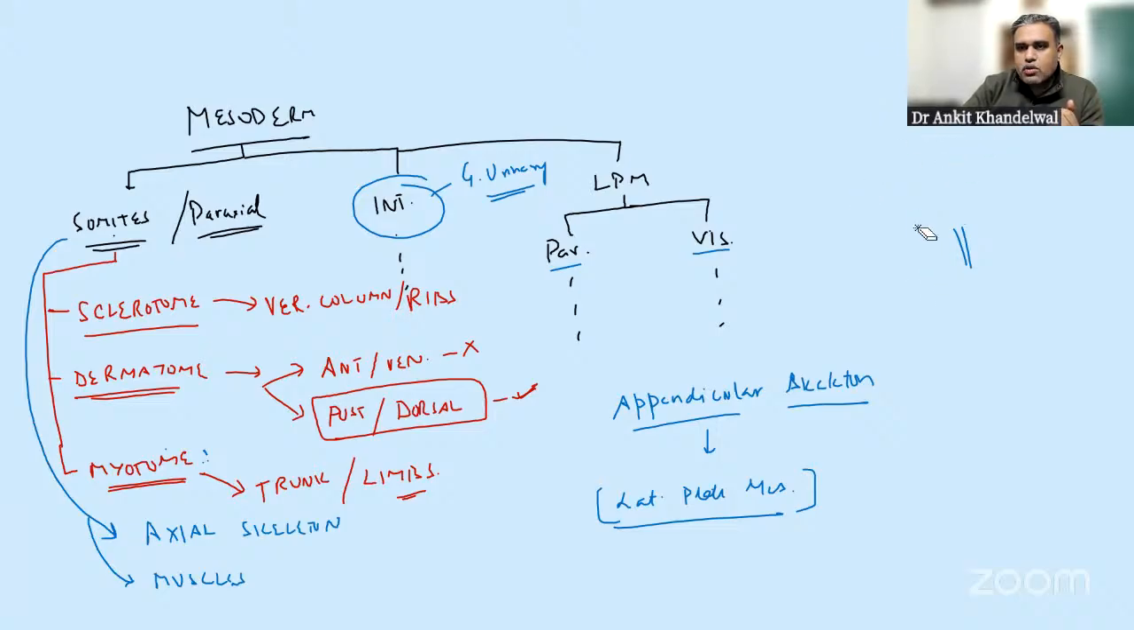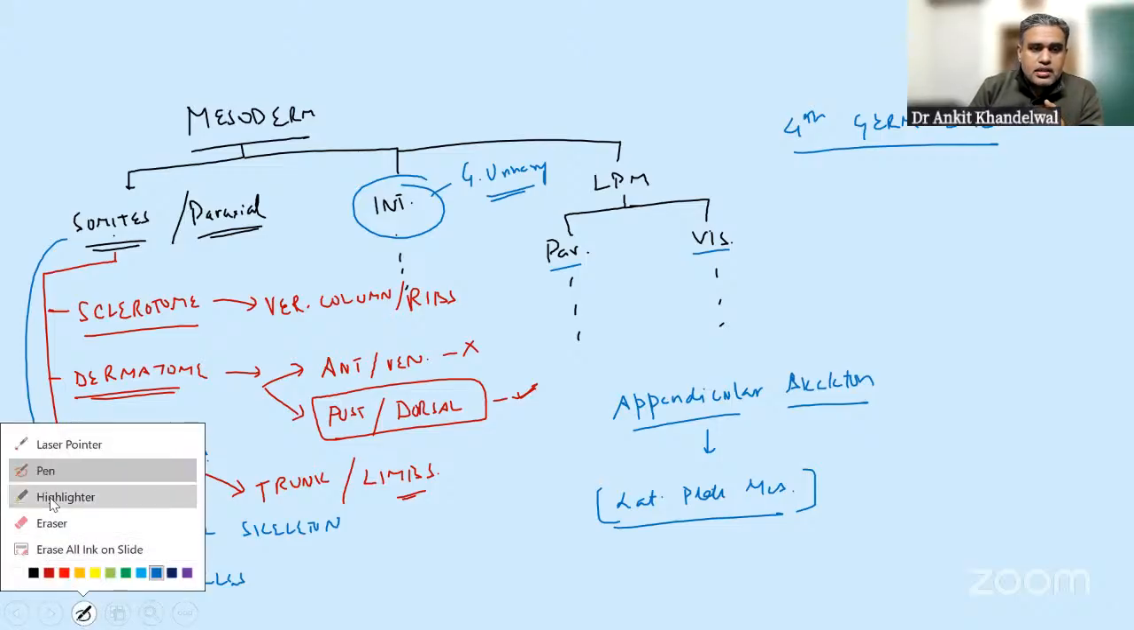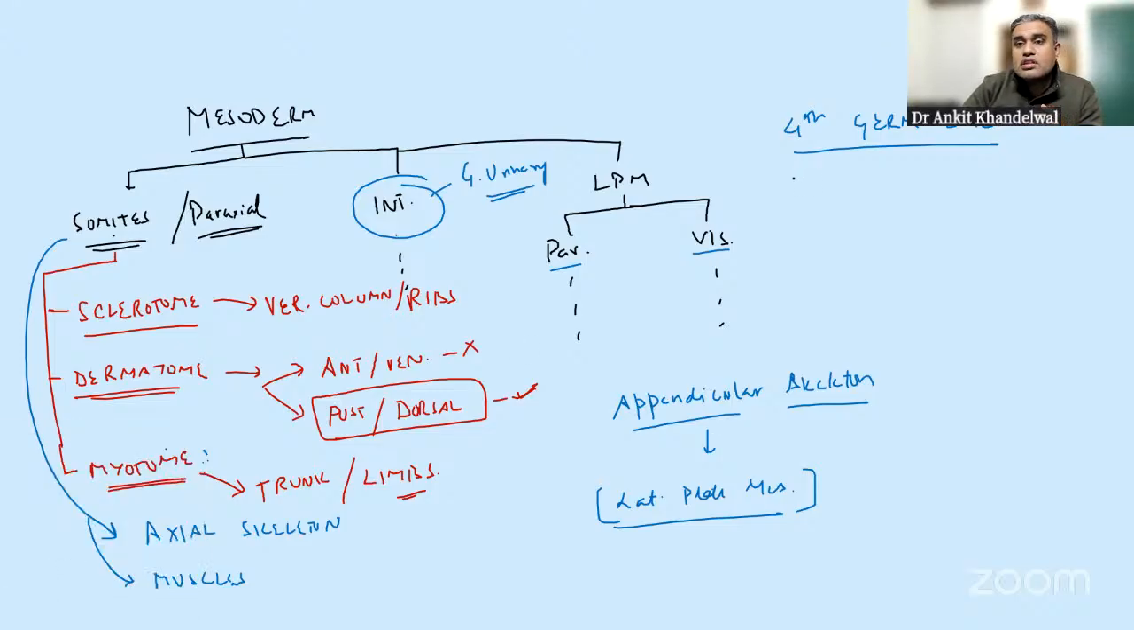But what if I say there is one more germ layer? Apart from these three, apart from ecto, meso, and endoderm, there is one more germ layer which is known as the fourth germ layer. Which would that be? Basically, it is not really a fourth germ layer, but its cells are actually coming from the ectoderm.